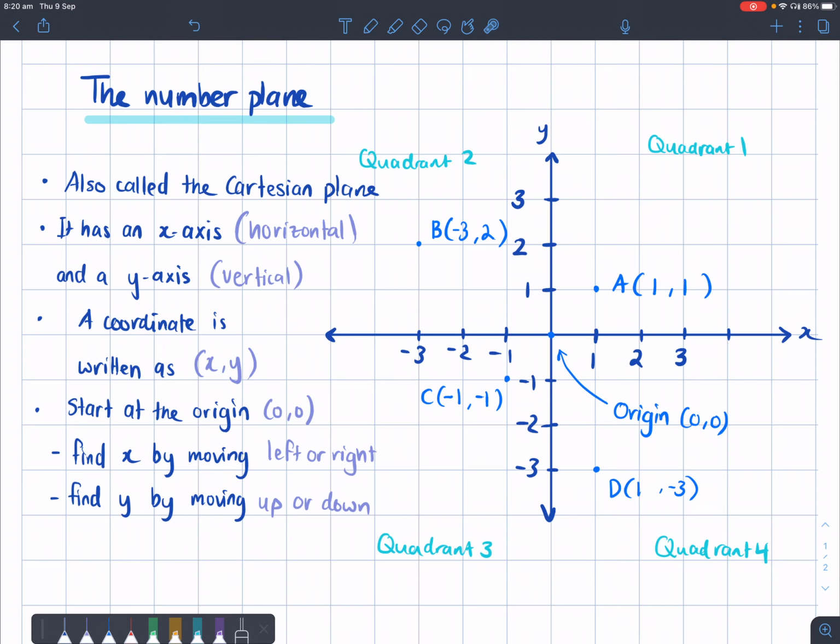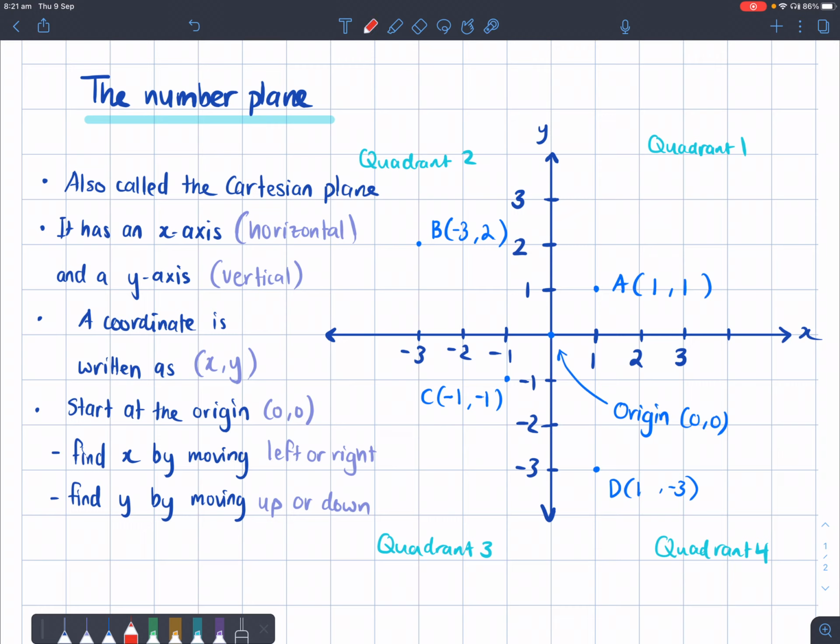Now, I have written a coordinate in each of the 4 quadrants. So starting with quadrant 1 is the top right. Then in an anti-clockwise direction, I'll have quadrant 2, then quadrant 3, then quadrant 4. So there are some other points that I need to actually tell you as well, which are points that are on the x-axis and points that are on the y-axis.